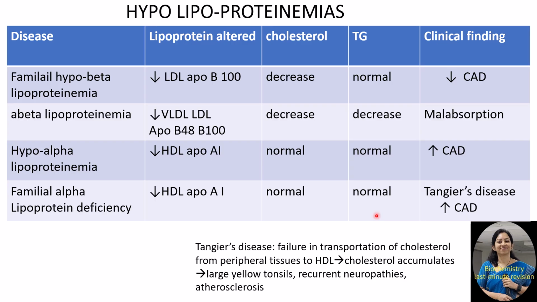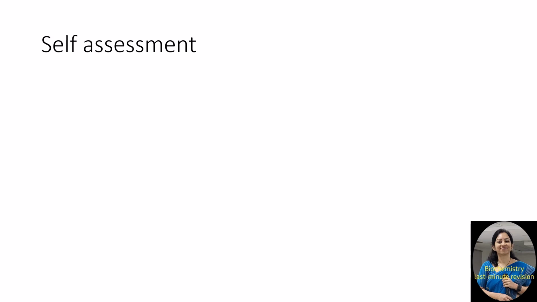The other characteristic features in Tangiers disease: the biochemical basis remains the same. There is failure in transportation of cholesterol from peripheral tissues to HDL. This results in cholesterol accumulation, and the cholesterol can accumulate in tonsils, which appear as large yellow tonsils. It can abnormally accumulate in the nerves, resulting in recurrent neuropathies, and predispose individuals to early onset of atherosclerosis and early myocardial infarction. So that was all about the metabolism of lipoproteins.